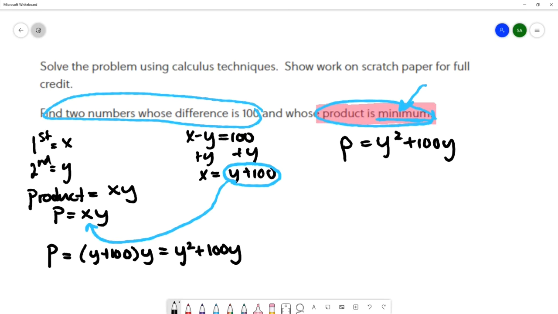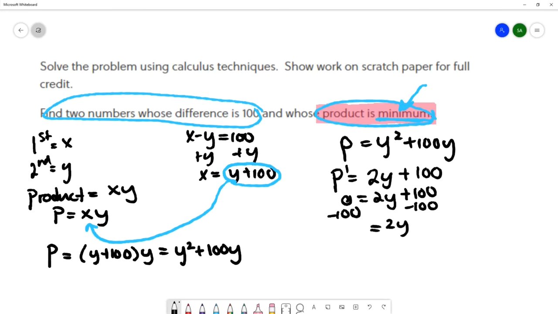So we first want to find our critical numbers. So we're going to calculate the derivative. That's 2y plus 100. We'll set that equal to 0 to find our critical numbers. Critical numbers are where the derivative is 0 or undefined. So let's subtract 100. We get 2y equals negative 100. Divide by 2, and y equals negative 50. So that's our critical number.